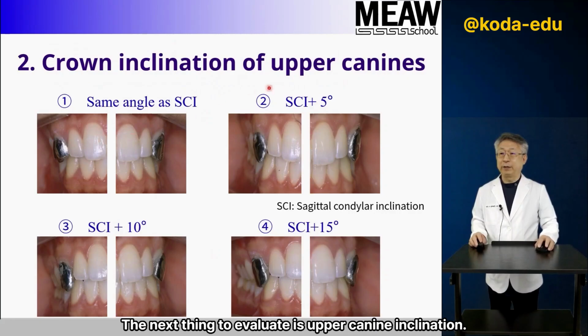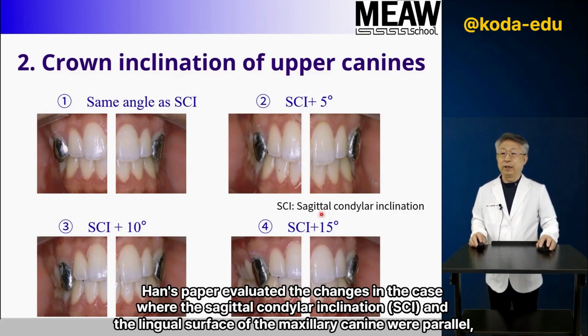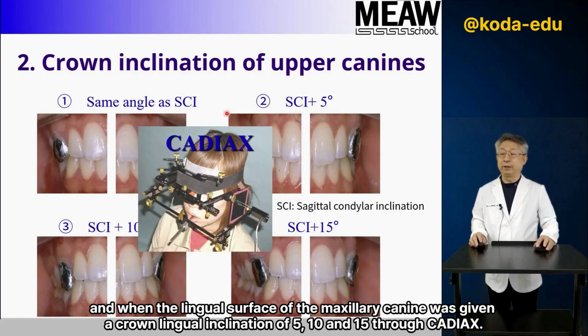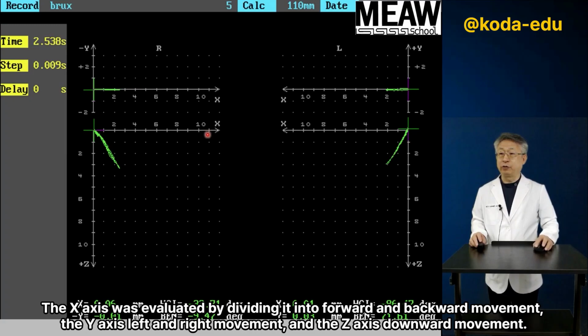The next thing to evaluate is upper canine inclination. Hahn's paper evaluated the changes in the case where the sagittal condylar inclination, SCI, and the lingual surface of the maxillary canine were parallel, and when the lingual surface of the maxillary canine was given a crown lingual inclination of 5, 10 and 15 degrees through CADIAX. The movement was evaluated by dividing it into the X axis forward and backward movement, the Y axis left and right movement, and the Z axis downward movement.